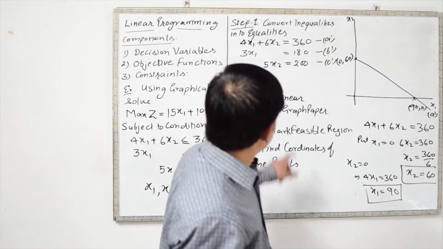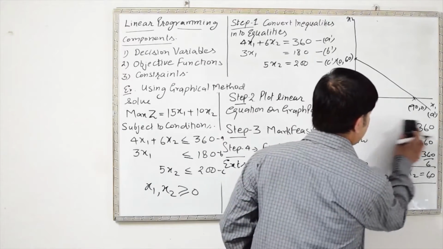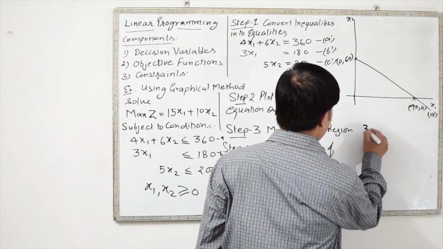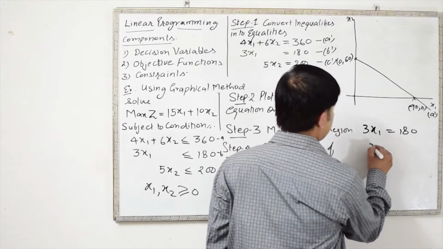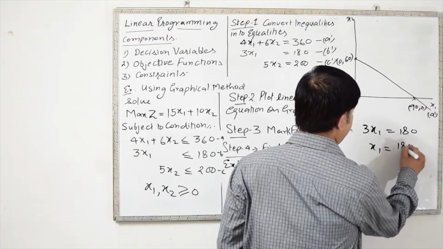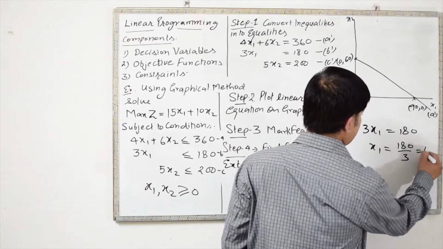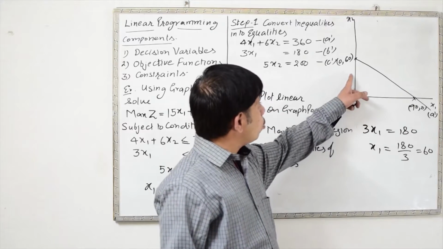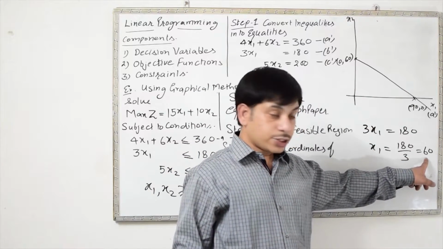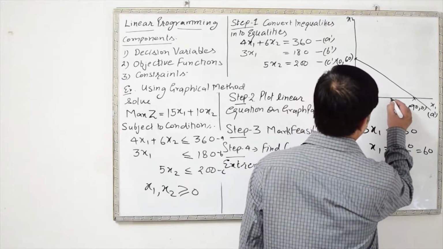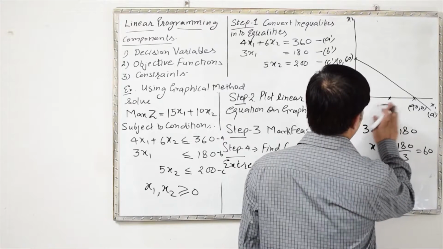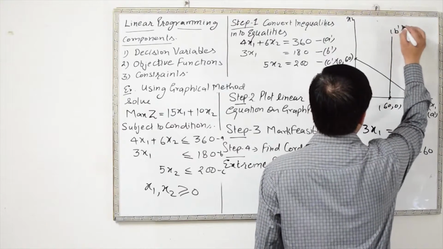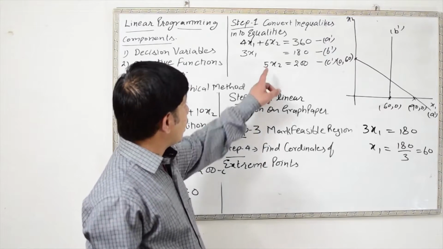Now we plot the second equation. My equation is 3x1 is equal to 180. So this gives me x1 is equal to 180 by 3, which is 60. So x1 is equal to 60 is a line parallel to the x2 axis at a distance of 60 units from the origin. So this point is 60, 0, and the line will be this one, B dash.